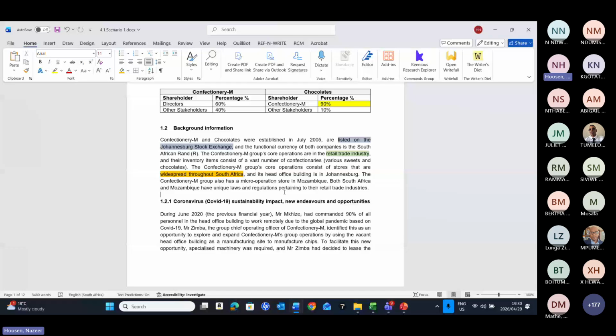So the operations are widespread throughout South Africa, and its head office building is in Johannesburg. The confectionery M Group also has a micro operation store in Mozambique. So that is offshore. And when you see anything offshore, in essence, what would one think of? Anything offshore? Foreign exchange rate. Brilliant, I like that one. Foreign exchange rate. When you see foreign exchange rate, what parts of the examination papers or type of requirements would it fall under?